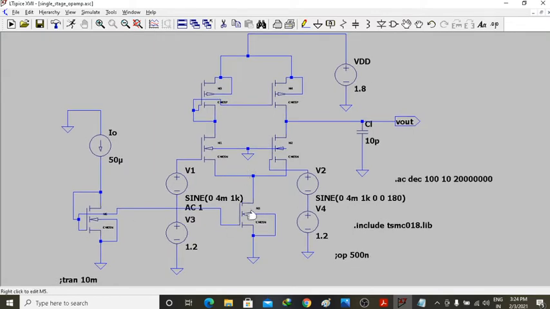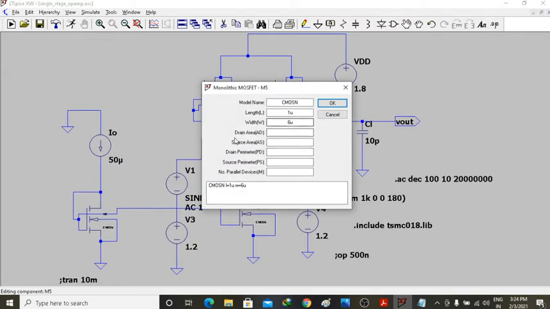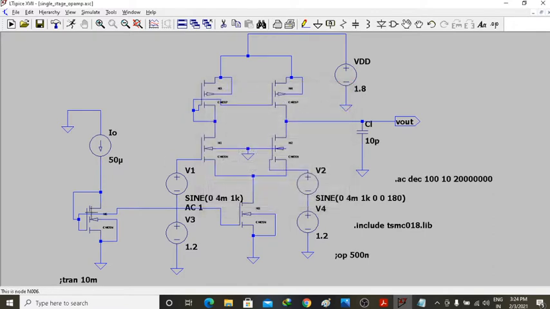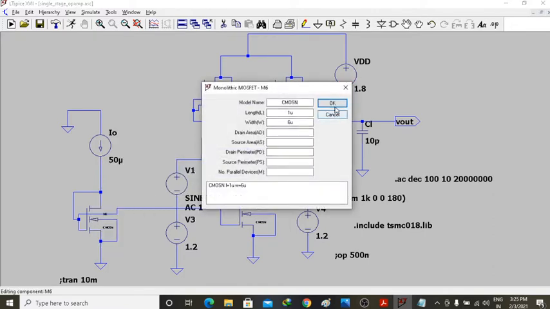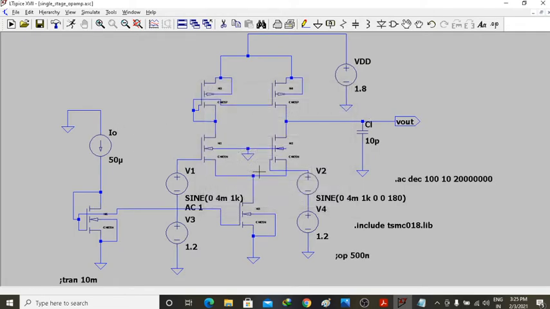And similarly for M5 I got the aspect ratio as 6. So after doing that, for this also you right click on this and you see that I got it as 6. After doing that, you just refer to my circuit, and I think you will very easily be able to draw this circuit.